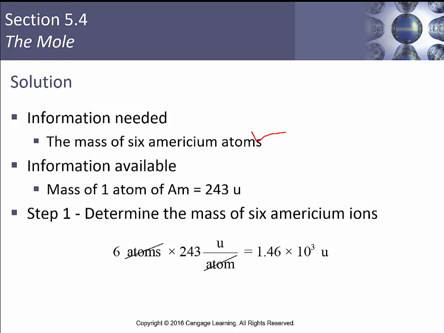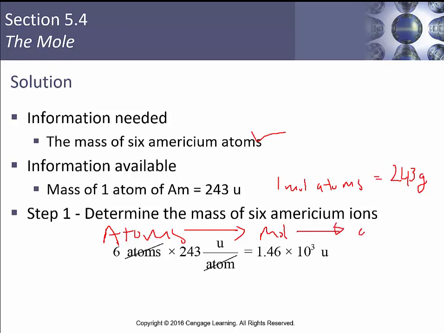We've got 6 americium atoms. The mass of one atom is 243 units, or 1 mole of atoms is going to be equal to 243 grams. So to determine the mass of 6 atoms, the first thing we need to do is go from atoms to moles, and then you've probably already figured out that step 2 is going from moles into grams. So we're going to go from our 6 atoms.